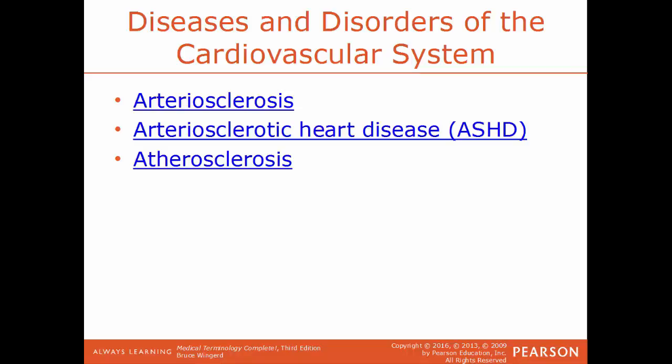And an example of that would be atherosclerosis. People get these two terms confused quite often because they sound so similar. Arteriosclerosis and atherosclerosis. And they are not the same thing. There is a difference. Atherosclerosis is the narrowing of a vessel because of the deposits of plaques or fatty material. So atherosclerosis is an example of arteriosclerosis.